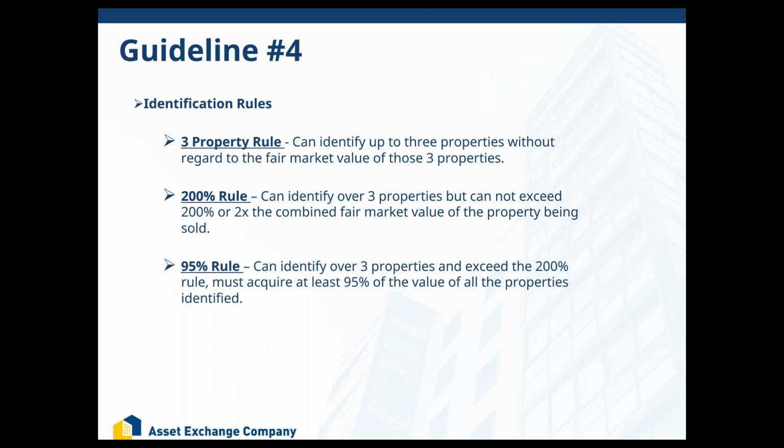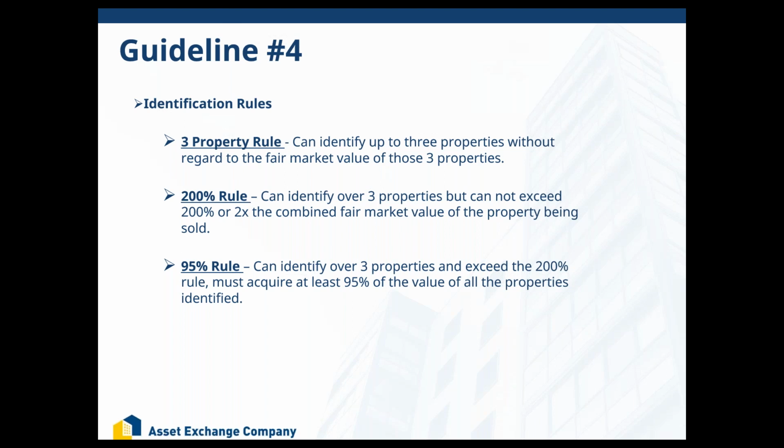Now, the most popular rule that we see investors enacting is the first rule. It's referred to as the 3-property rule. Now, the 3-property rule states that you can identify up to 3 properties without regard to the fair market value of those 3 properties. Now, you may be asking yourself, well, what is fair market value? Well, fair market value, that's the purchase prices, okay? So if you identify 3 properties or less, the purchase prices of any of those properties can be any dollar amount. It does not matter as long as you identify 3 properties or less, okay?